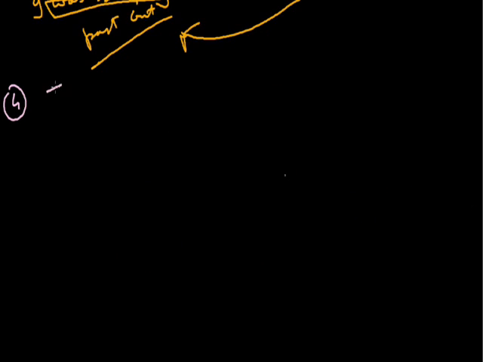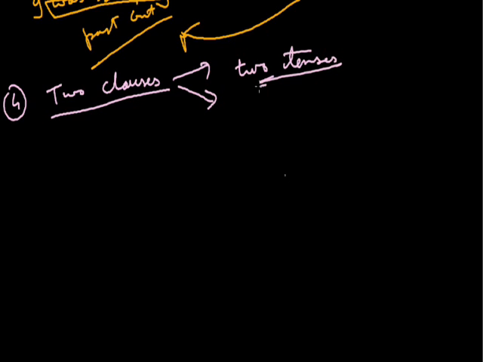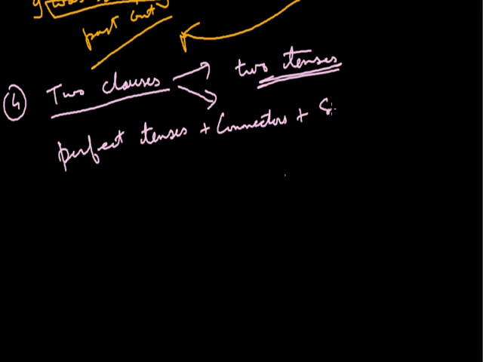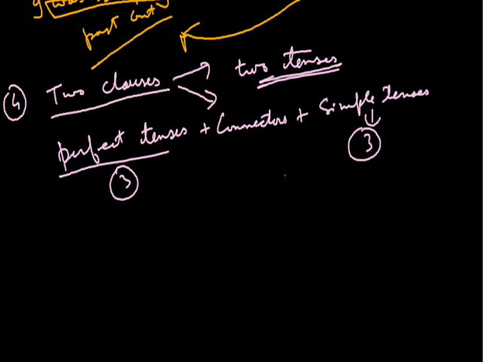Suppose we take two clauses. This means we will have to use two different tenses. Now over here what we will do is we will use the combination of perfect tenses joined by some connectors and the combination of indefinite or simple tenses. Now we all know there are three indefinite tenses. Similarly, there are three perfect tenses. Now the point is, let us write down the structures.